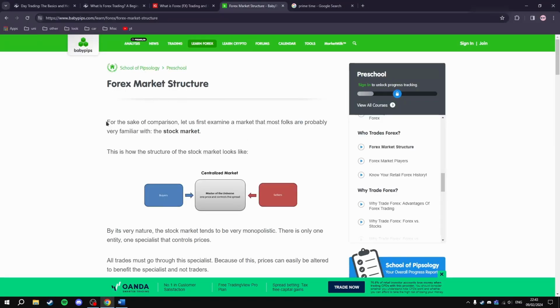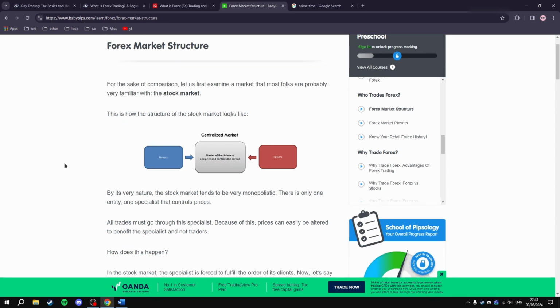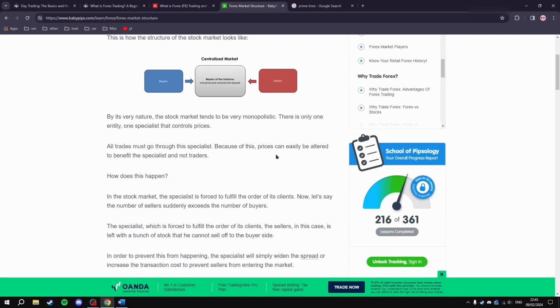Forex market structure. For the sake of comparison, let's first examine a market that most folks are probably very familiar with, the stock market. This is how the structure of the stock market looks. Centralized market: buyers buy, sellers sell, master of the universe, one price, and controls the spread. By its very nature, the stock markets tend to be very monopolistic. There is only one entity, one specialist that controls prices. All traders must go through this specialist. Because of this, price can easily be altered to benefit the specialist and not traders.